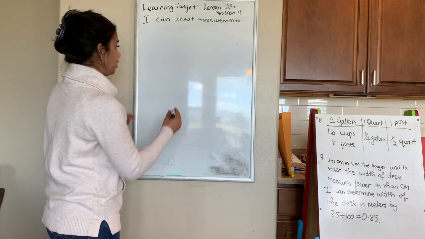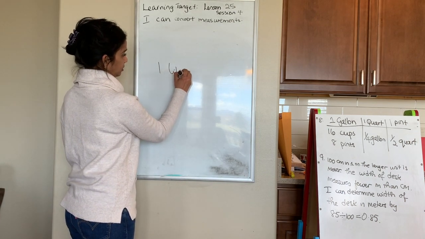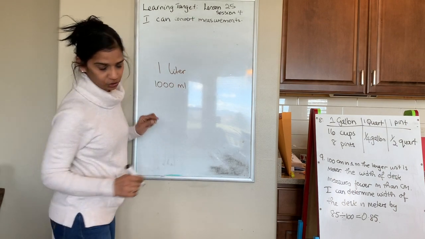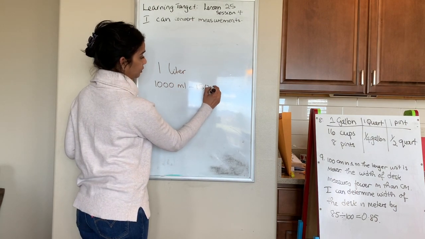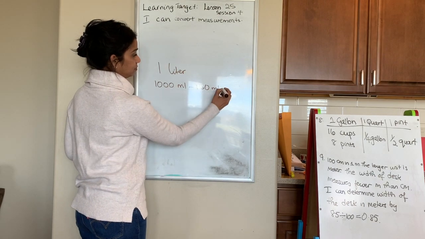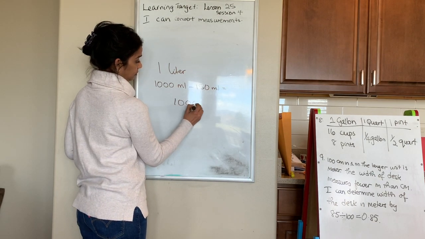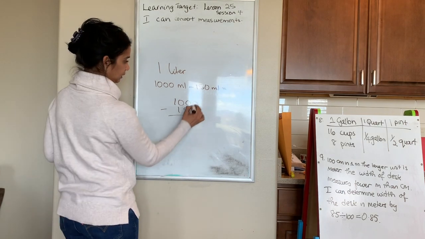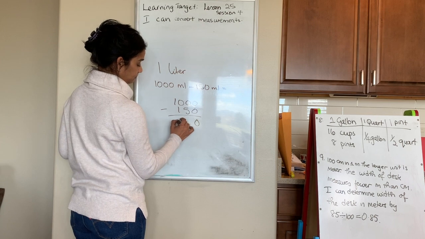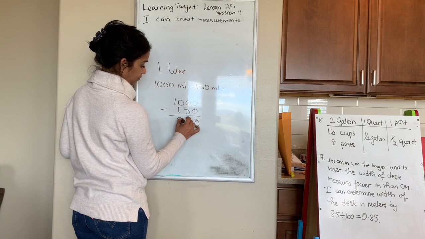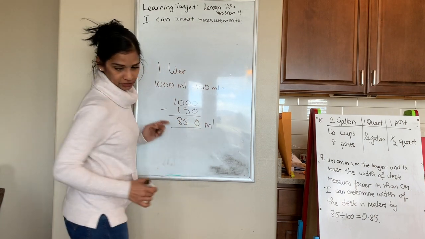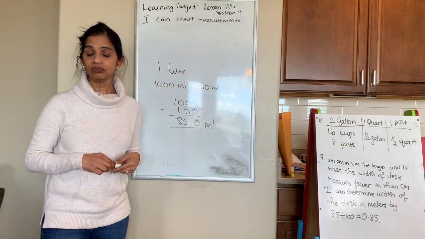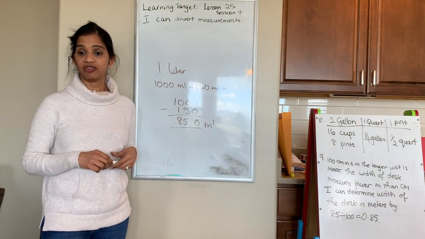And F, 1 liter minus 150 milliliters. So you know that 1 liter is 1,000 milliliters, and we subtract 150 milliliters. So 1,000 minus 150. What do you think that is? Yep, 850 milliliters. Got it. Number 7. How many yards are equivalent to 1,000 feet?